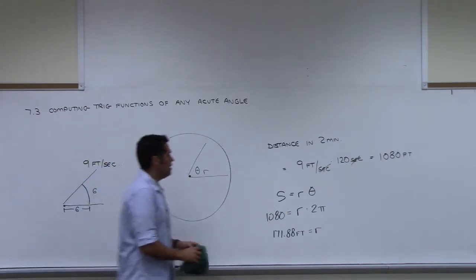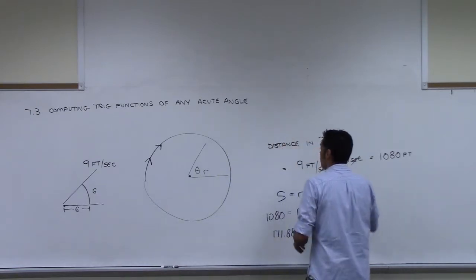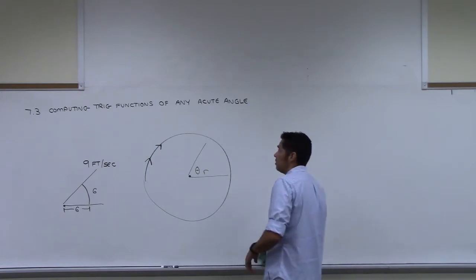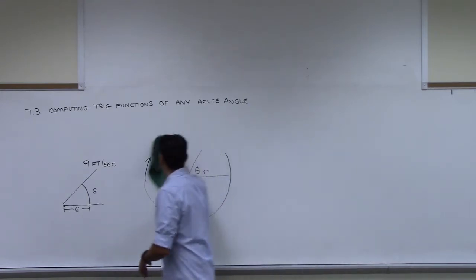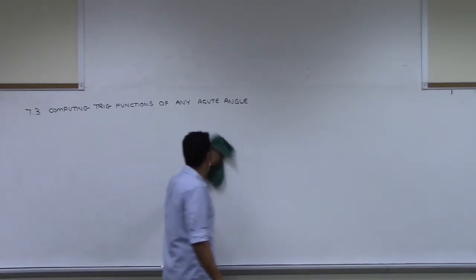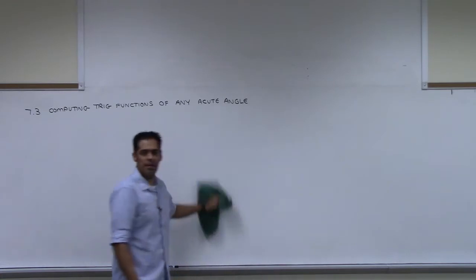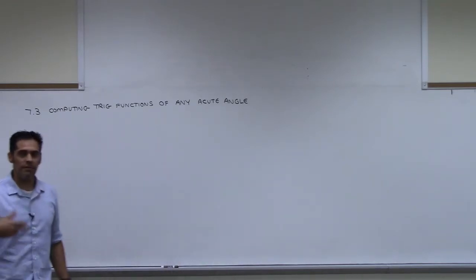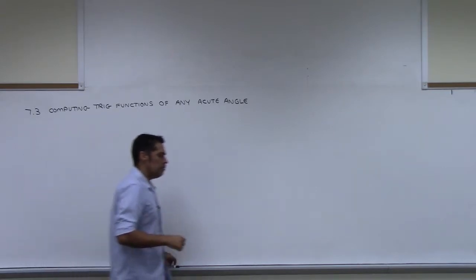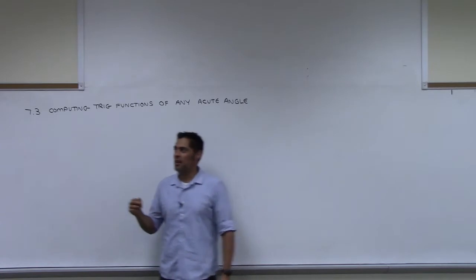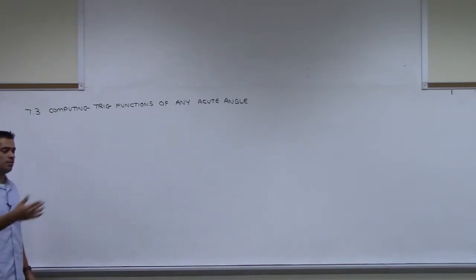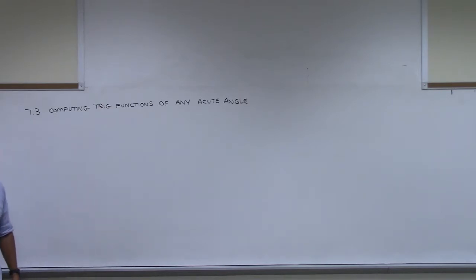Okay, today we are going to get into 7.3, which is computing the trig functions of any acute angle. Last class we said that if we have right triangles, we can determine the 6 trig functions based upon those triangles. Now let's look at it from a different perspective. If we're given an angle, can we determine the six trig functions from those angles?